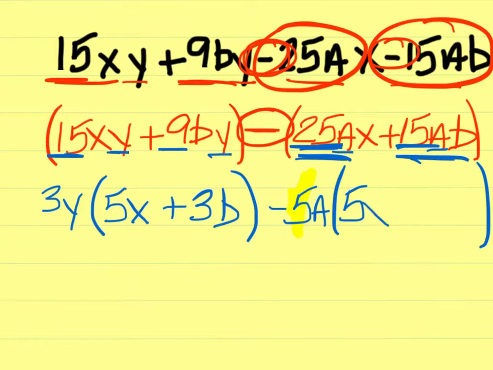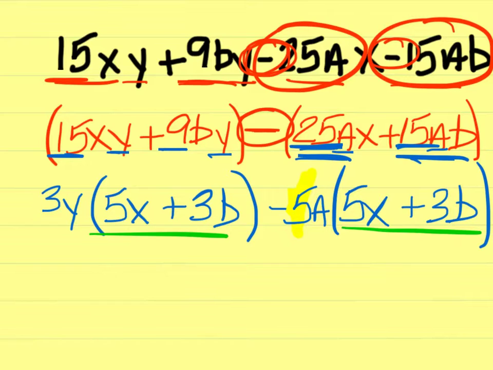You'll be left with 5x and then plus 3b. Now if you've done this right up to this point, then you should have 2 quantities that are exactly the same: 5x plus 3b in this case. If you do, then your next step is to write the final answer.